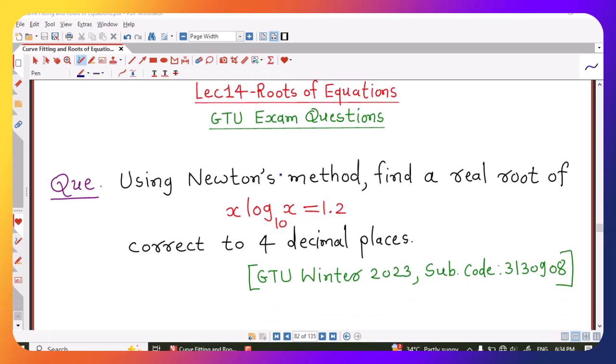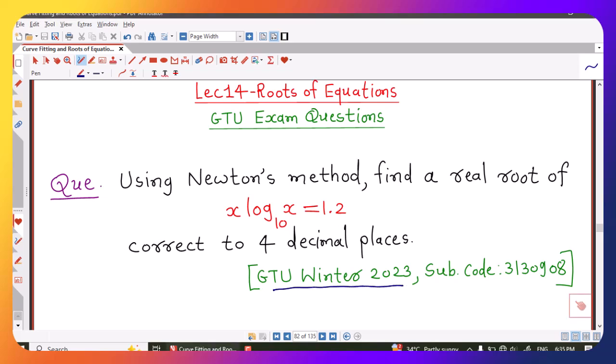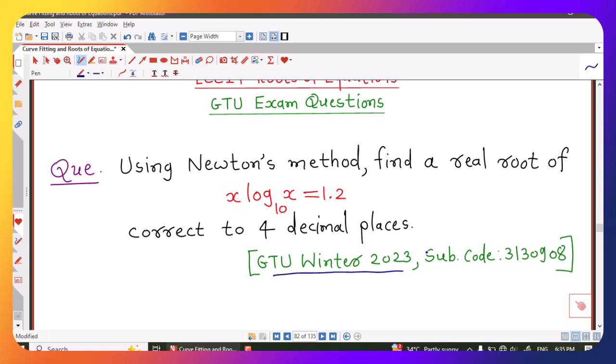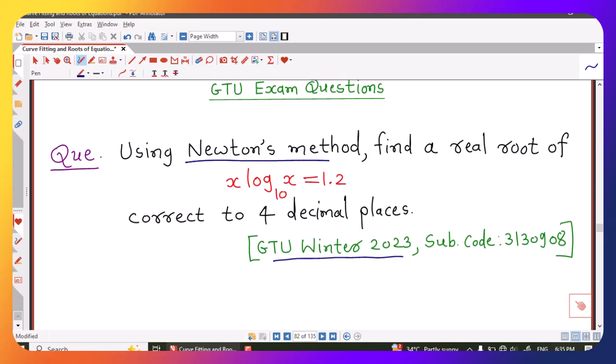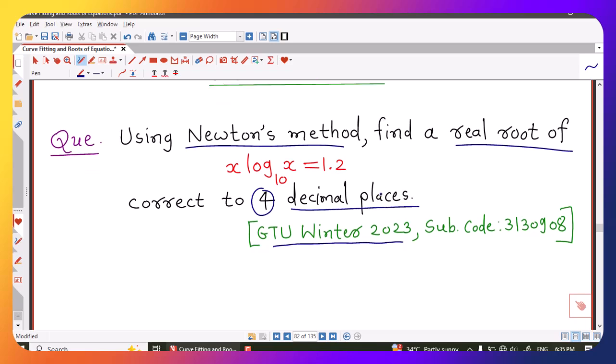In this lecture we will discuss one more question on Newton-Raphson method which was asked in GTU Winter 2023 exam. Question is, using Newton's method, find a real root of x log x base 10 equal to 1.2 correct to 4 decimal places. So here we are asked to find out real solution or root of this equation correct up to 4 decimal places. And you can see here our log is having base 10.